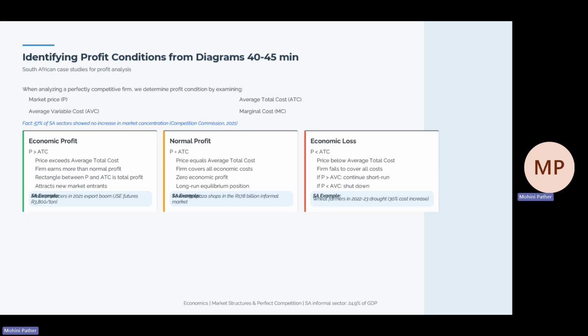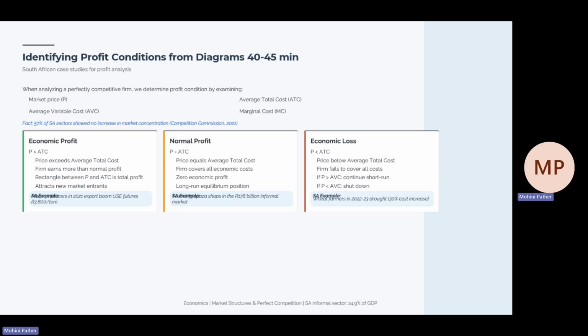Okay, so identifying profit conditions from these diagrams. When analyzing a perfectly competitive firm, we have to determine the profit condition by examining these four things: the market price, the average variable cost, the average total cost, and the marginal cost.